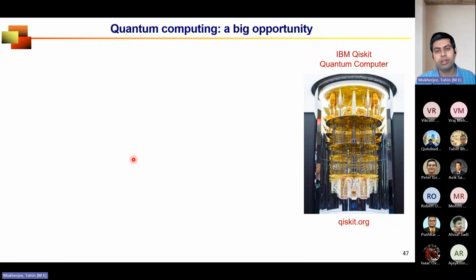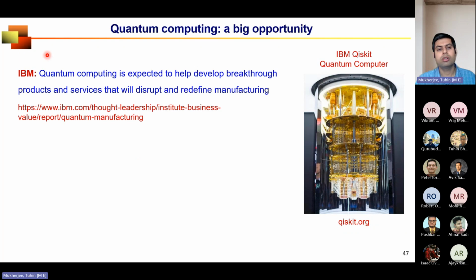If you do not know what a quantum computer is, in a regular computer we talk about bits, 0 and 1. A quantum computer talks about qubits. It depends on the quantum spin of the electrons and takes advantage of that in the computing. IBM is one of the leaders, so this is a picture of an IBM quantum computer.